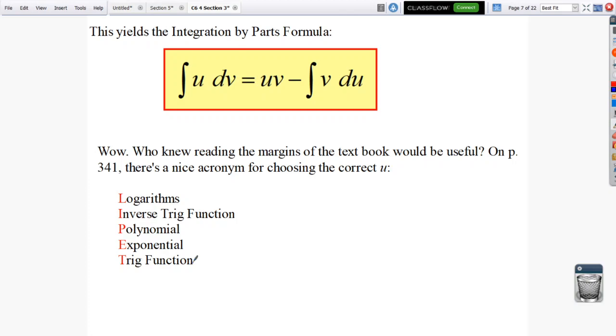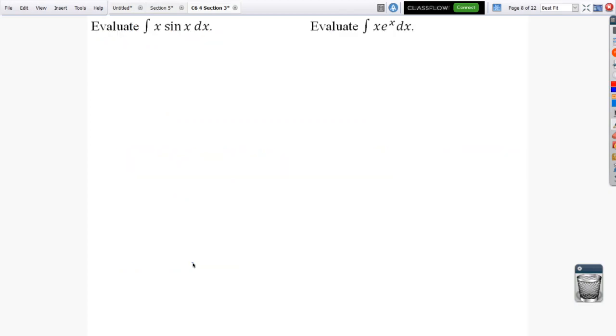AP never really has you do any problems where the trig function or the exponential is going to be your U choice. There are some actually cool strategies around that, but since AP never asks that, I'm not going to go over those strategies. If you want to see them, maybe come during office hours. If I'm not busy, I'll show it to you. All right? So let's do some U substitution problems.